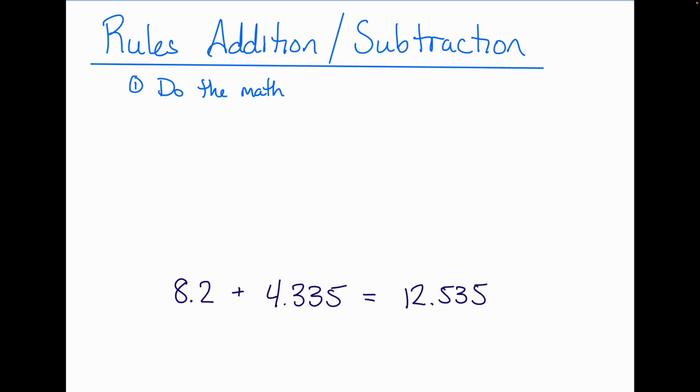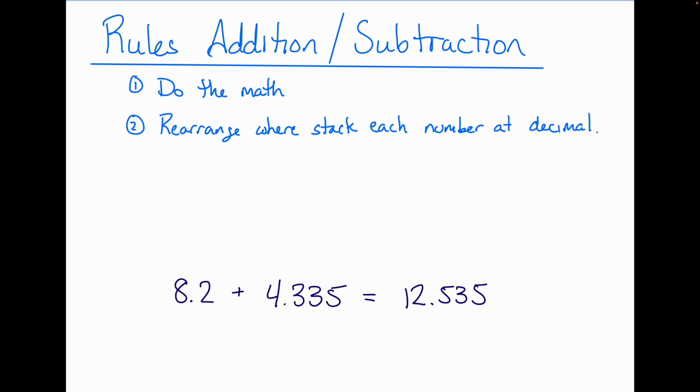All right, and you can get kind of good at this after you do it a whole bunch and you can shortcut it. But for right now, we're going to make sure to do it the long way to make it really obvious what's going on here. So what we're going to do is we're going to rearrange where we stack each number at the decimal. All right, so what do I mean by that?